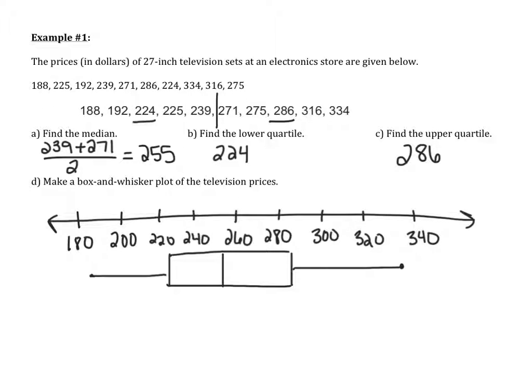A lot of times they end up labeling these numbers as you go along so you can more visually see where the minimum, maximum, lower and upper quartiles, as well as the median are, so that again you have more information on your box and whisker plot. So 188 right here, 224 right here, 255 for the median, 286 for the upper quartile, and 334 for the maximum. And that's how you make a box and whisker plot.